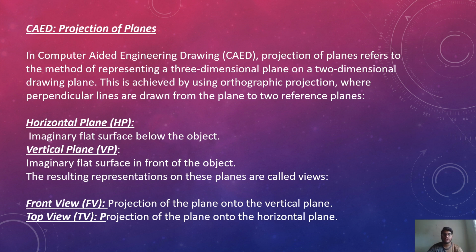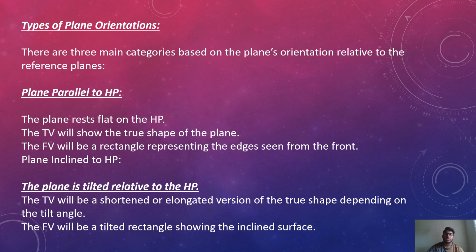The first one is front view: projection of the plane onto the vertical plane. The second one is top view: projection of the plane onto the horizontal plane. The next is types of plane orientation. There are three main categories based on the plane's orientation relative to the reference planes.